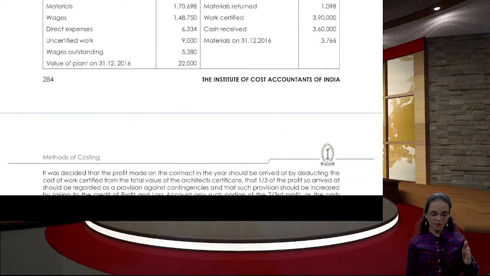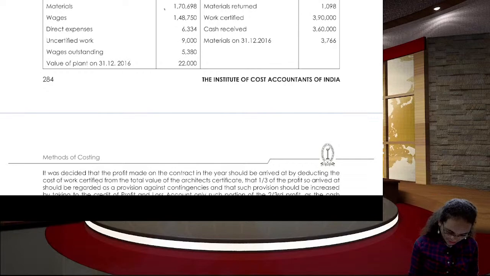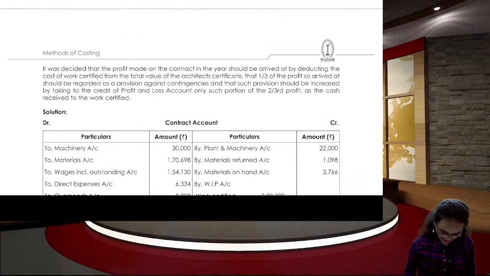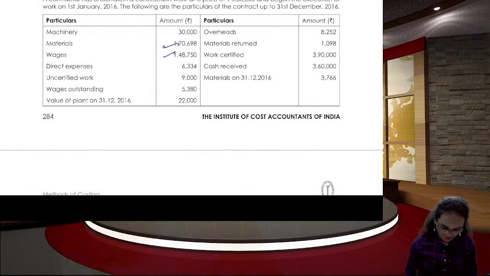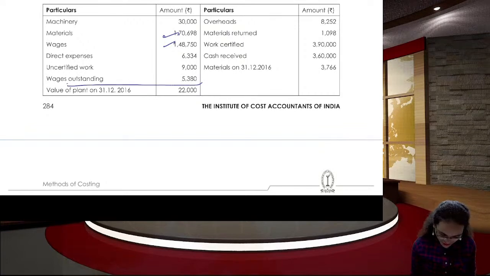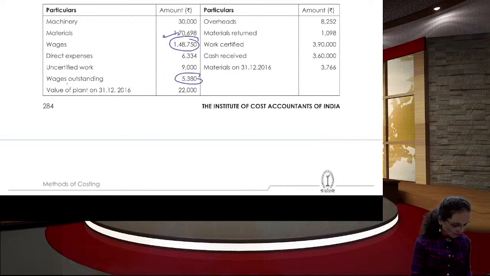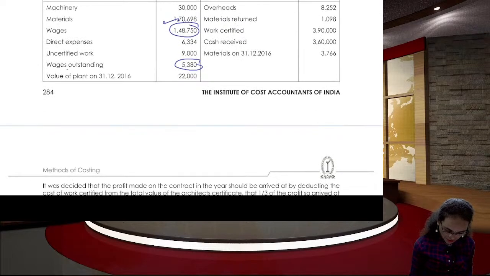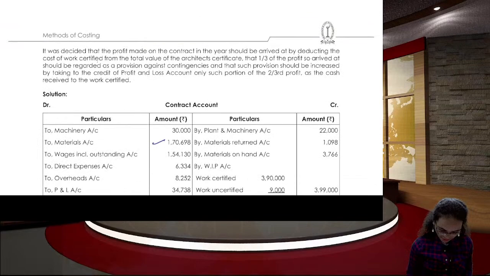What are the elements we will take? The expenditure completely. First we will take material. Material 1,70,698. Wages 1,48,750, plus there are outstanding wages. This one also you add. So how much will you get? 1,48,750 plus 5,380, that is 1,54,130 put together. So 1,54,130 is the wages. You got it.